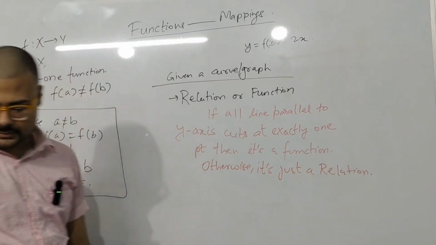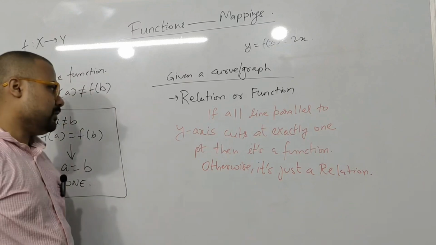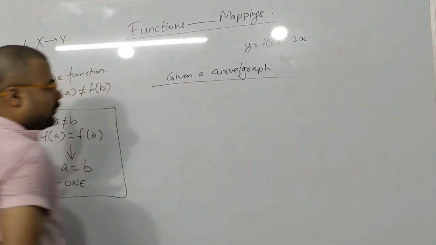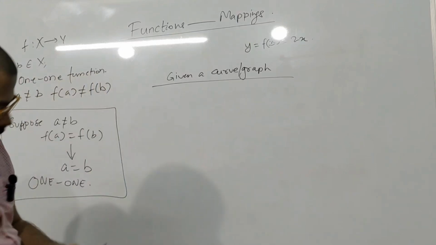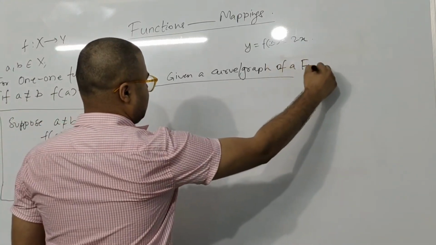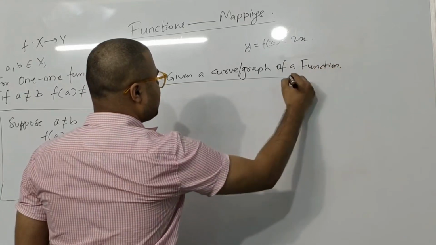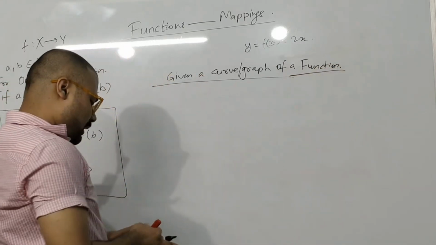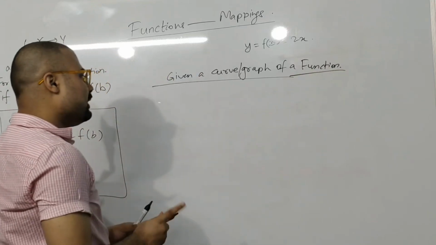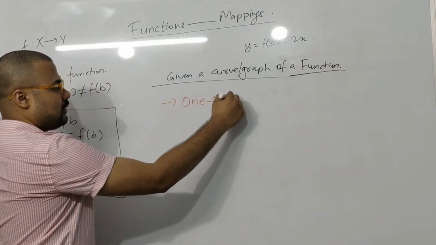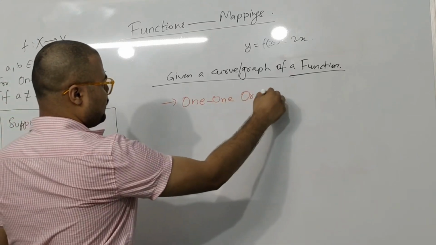And how do you find? So I'm erasing again. Given the curve or graph of a function, so it's known that this curve is that of a function, then how do you find if it is one-one or many-one?